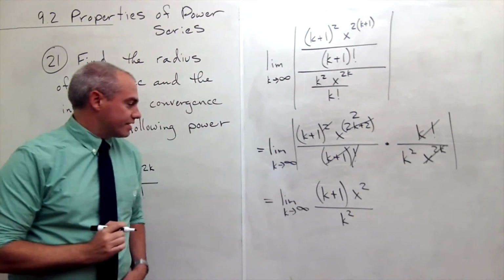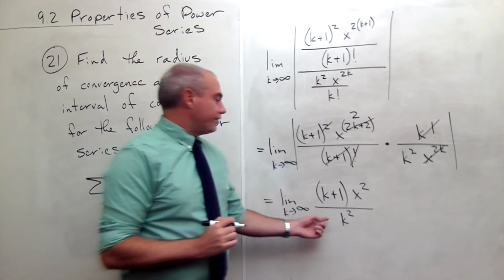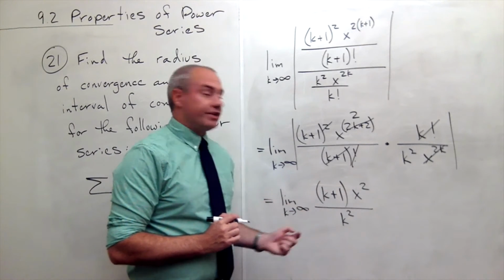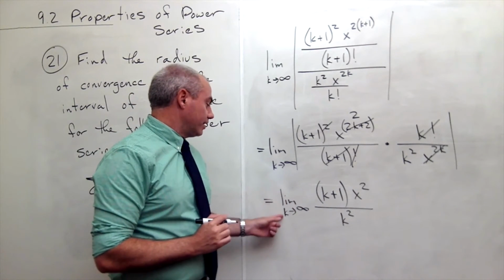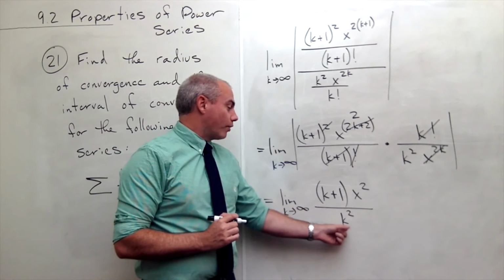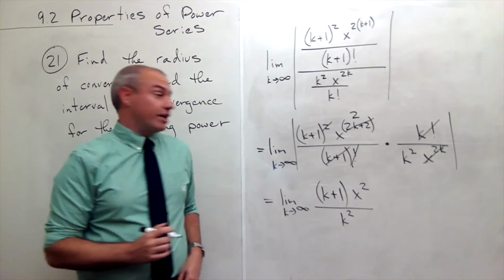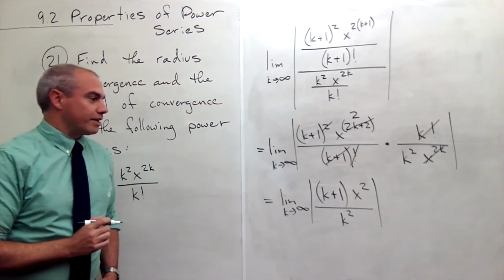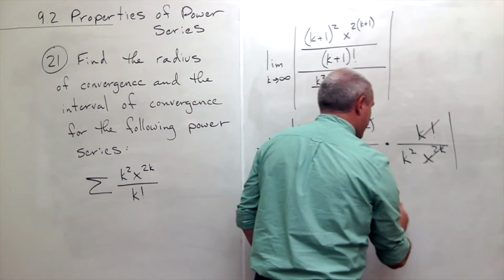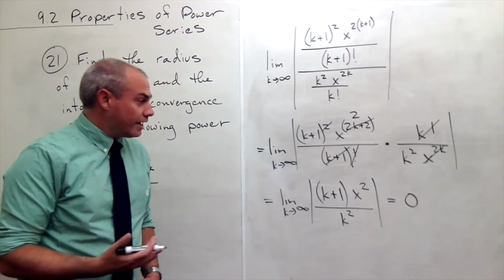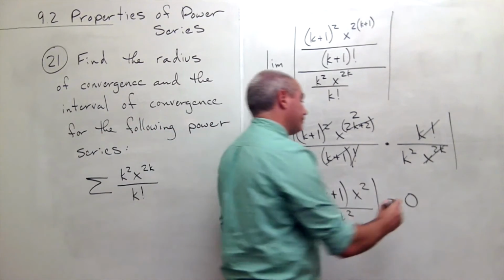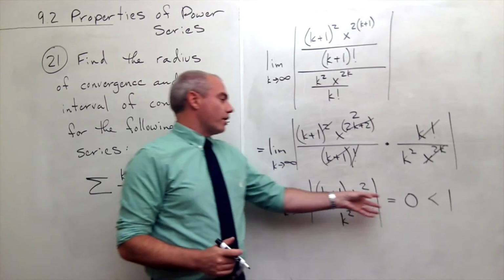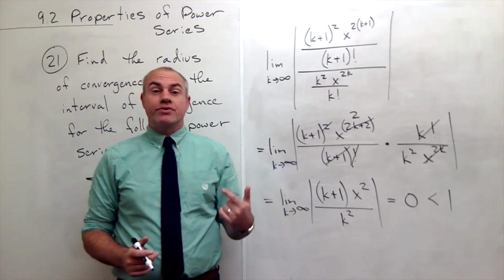So what happens to this guy as k goes to infinity? Well, the power of k on the bottom is bigger than the power of k on the top. And we know that if I'm taking the limit where k goes to infinity and the power of k on the bottom is bigger, then that limit goes to 0. By the way, I forgot my absolute values again. We need to make sure to keep writing those in. So this is equal to 0. Now, 0 is less than 1. And this limit is 0 no matter what value I use for x.